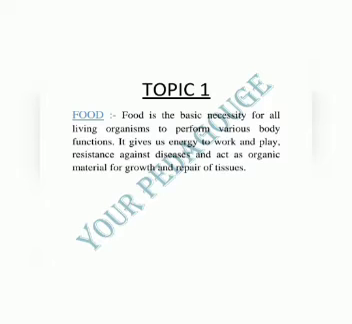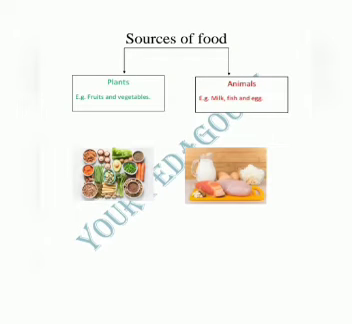Now, let's move on to sources of food. As you know, food can be found from plants and animals. From plants, we can get fruits and vegetables, pulses and oats, etc. And from animals, we can get milk, eggs, and chicken, as you can see in these photos.